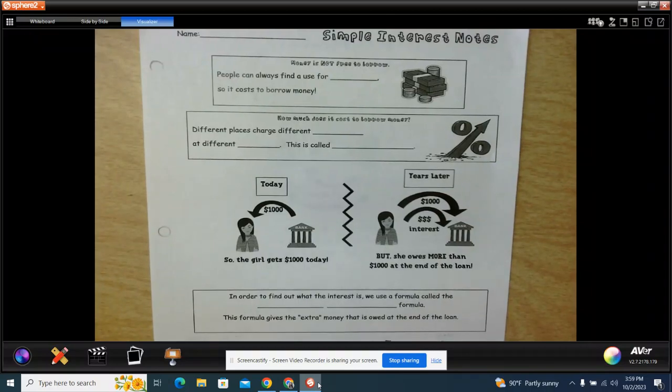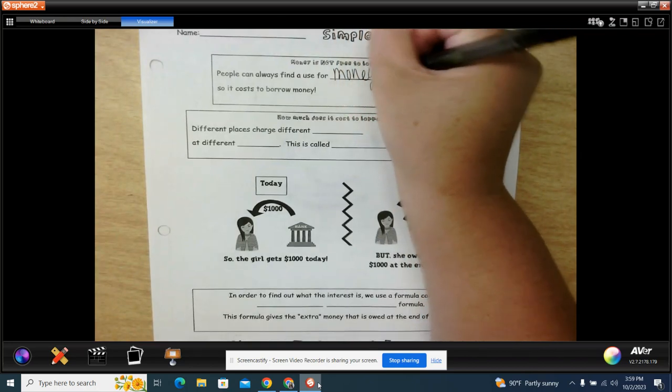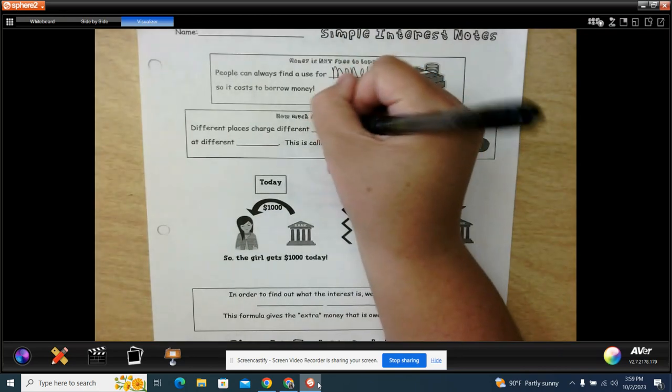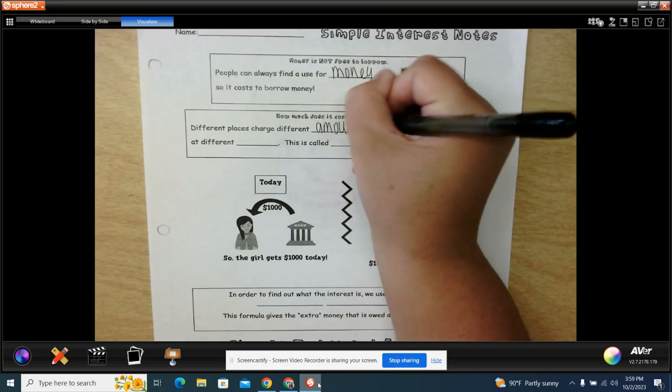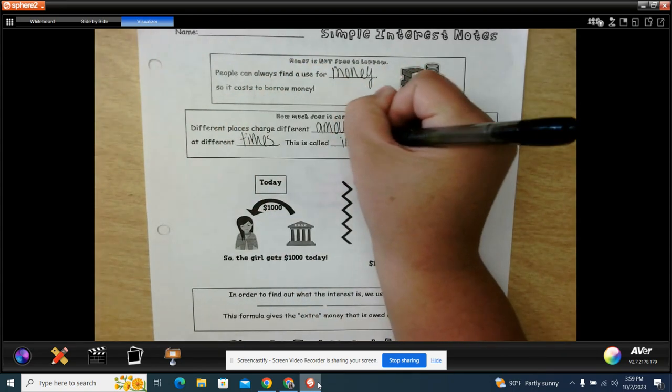Right, today we're going to look at simple interest. People can always find a use for money, so it costs to borrow money. Different places charge different amounts at different times, and this is called interest.